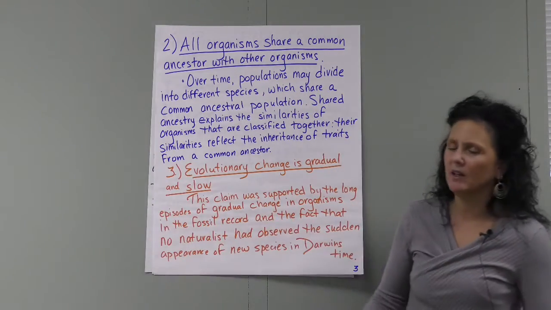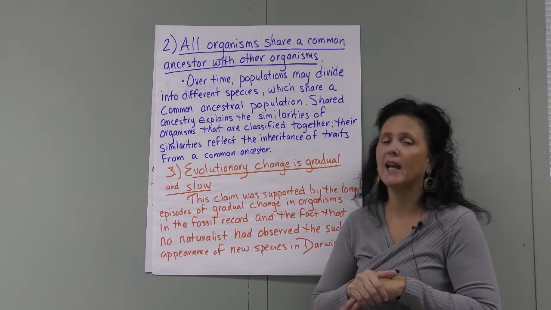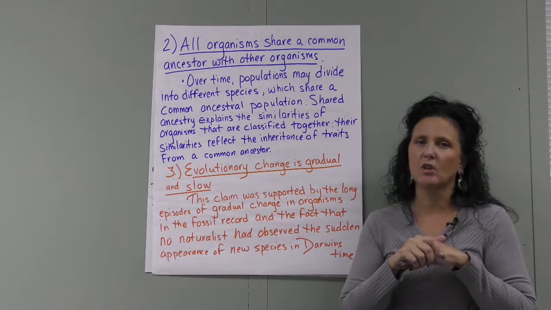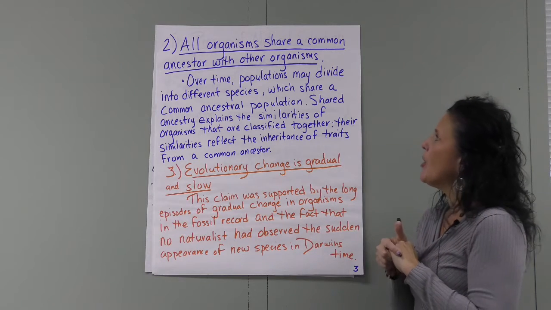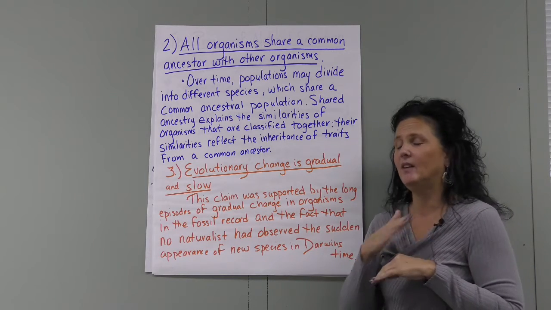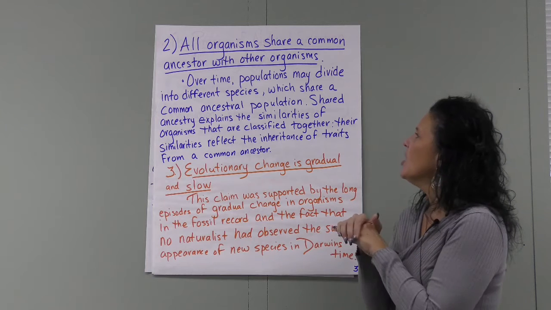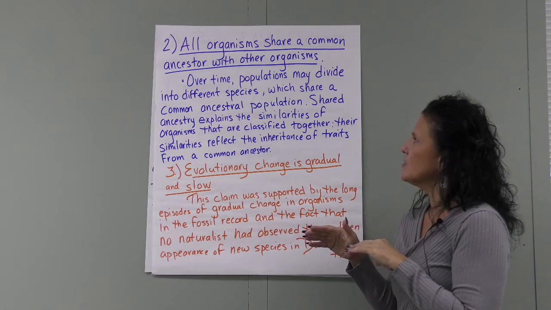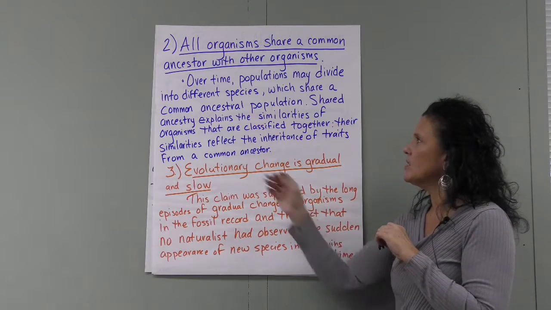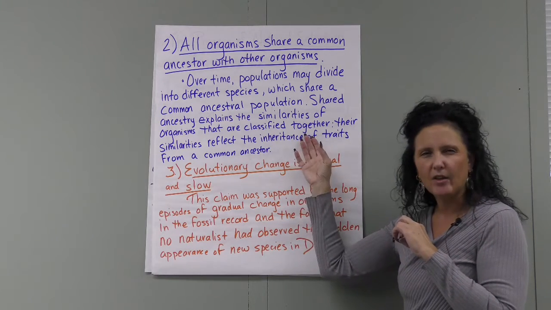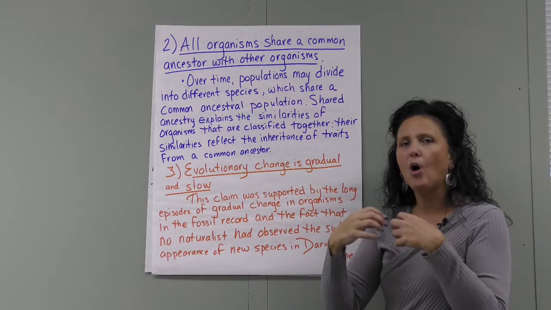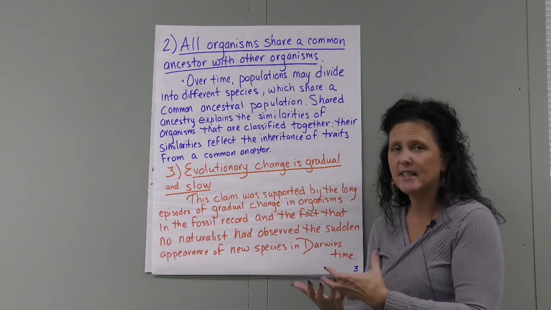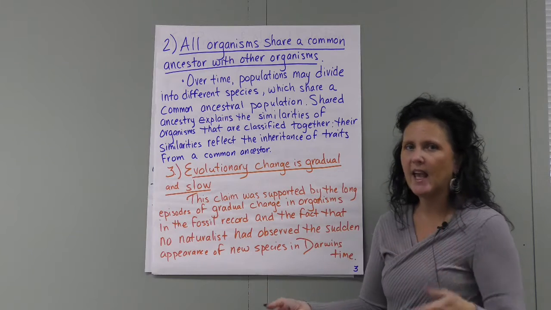Number two is all organisms share a common ancestor with other organisms. This is what Darwin thought: over time populations may divide into different species, which share a common ancestral population. Those ancestors would explain the similarities of organisms that are classified together. When we talk about classification, we're all human beings. We're all Homo sapiens. We're classified together. A dog is a canine, a cat is a feline.